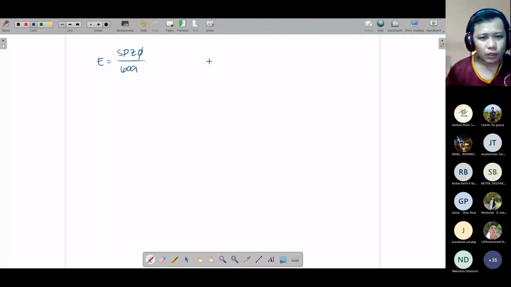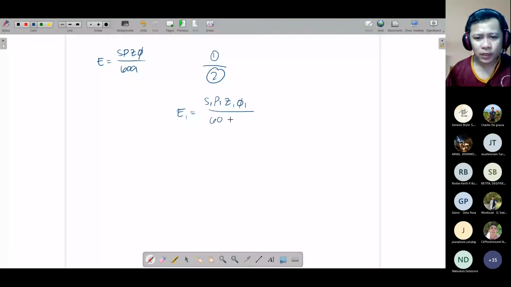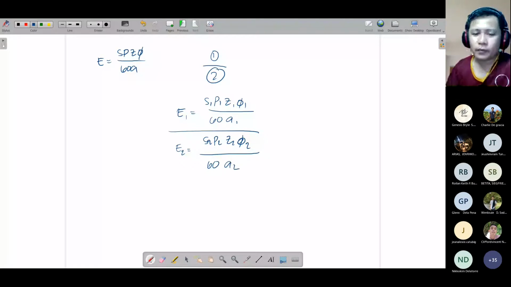So we can have scenario 1 over scenario 2. Scenario 1, that is E1 equals S1 P1 Z1 flux 1 over 60 A1, divided by scenario 2, E2 equals S2 P2 Z2 flux 2 all over 60 A2. Now, how do we get E1 over E2 equals S1 over S2? What remains?